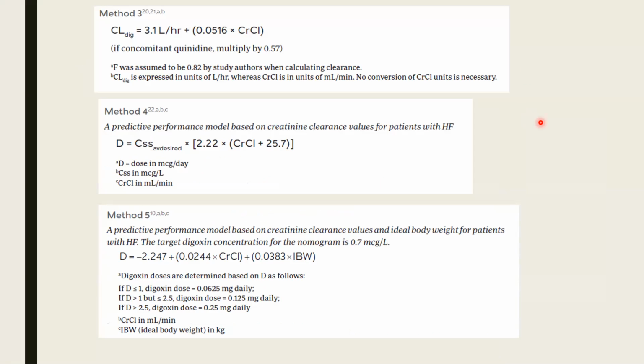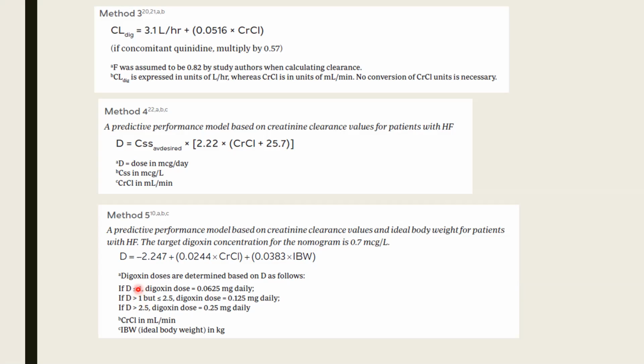Okay, another method. This method is the same also using the creatinine clearance. And then here, this method, also using the creatinine clearance for patients with, if you have time, you can compare with all these methods. And another method 5, predictive performance model based on creatinine clearance values and ideal body weight. So almost similar.